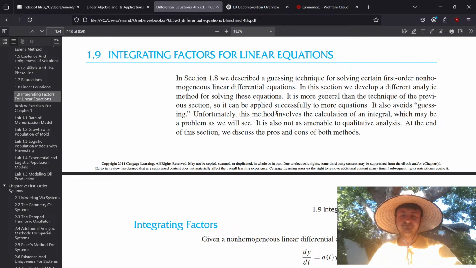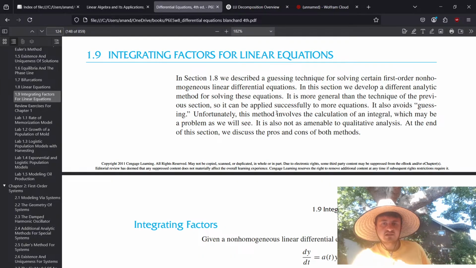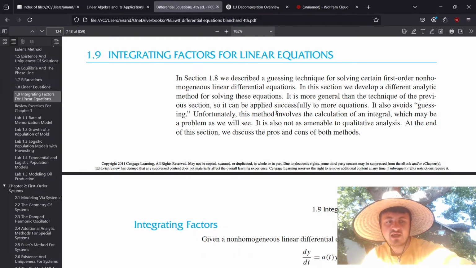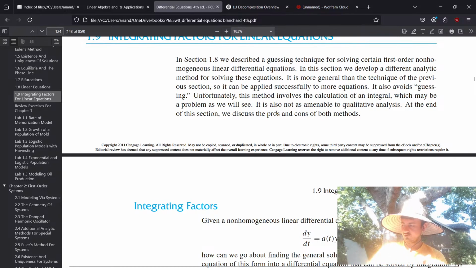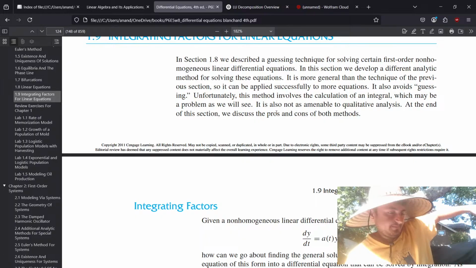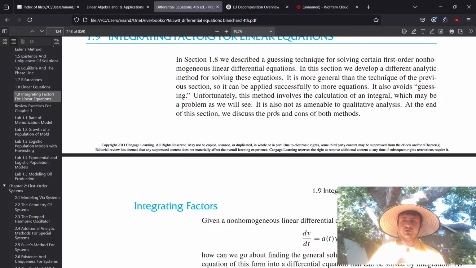Okay, so integrating factors for linear equations. Last time it was basically just get. This time there's a really cool symbolic trick that you do. Okay, and we'll go into the trick right now.